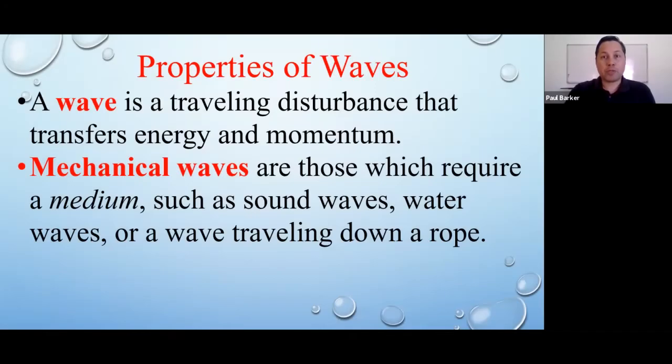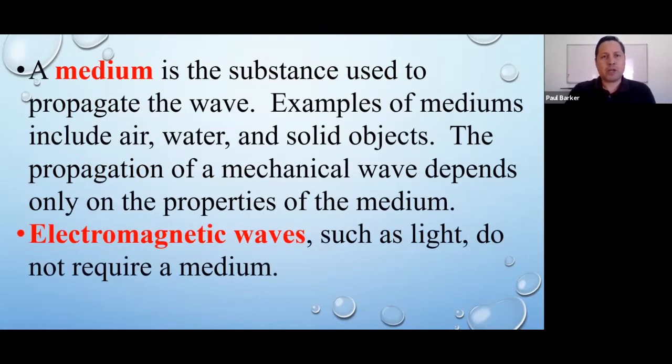Let's begin with properties of waves. A wave is a traveling disturbance that transfers energy and momentum as well. Mechanical waves are those which require a medium. Examples include sound waves, water waves, or a wave traveling down a rope. Now, a medium is a substance used to propagate the wave. Again, air is an excellent example. Water and solid objects also could be mediums for the wave.